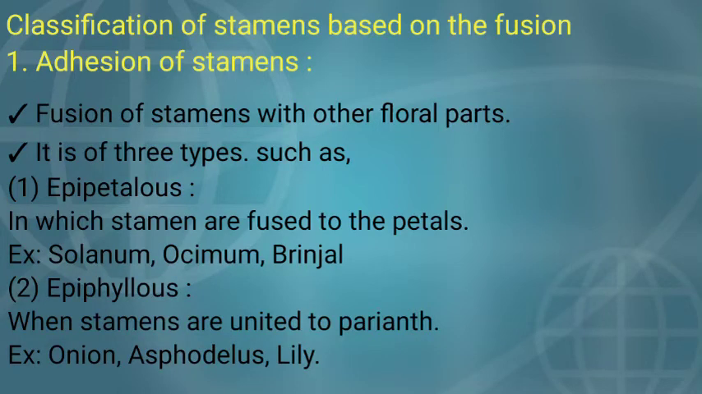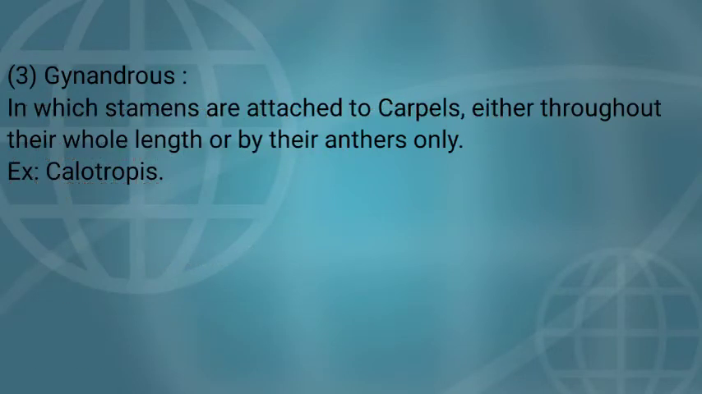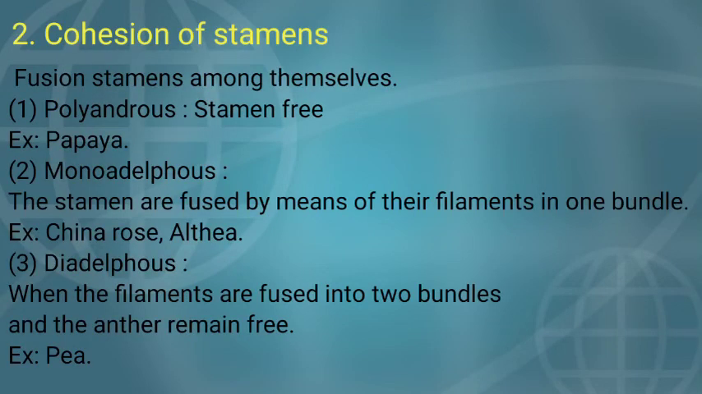Epiphyllous condition. In this condition, stamens are fused to perianth. Example, onion, Asphodelus and lily. The last type is gynandrous condition. In this condition, stamens are attached to carpels, either throughout their whole length or by their anthers only. Example, the plant Calotropis.